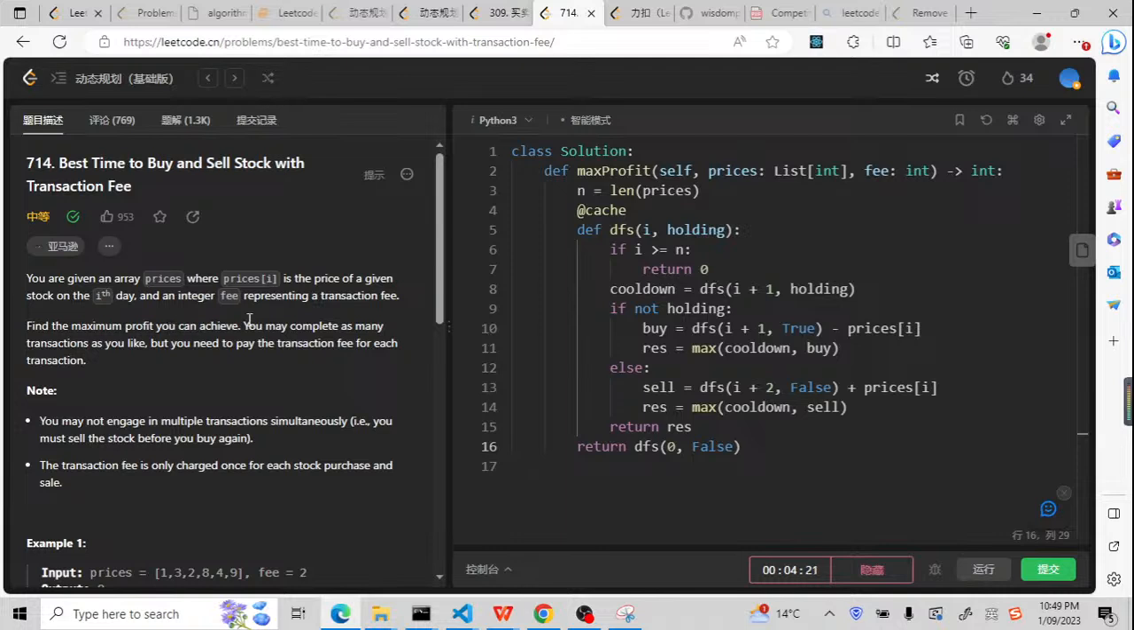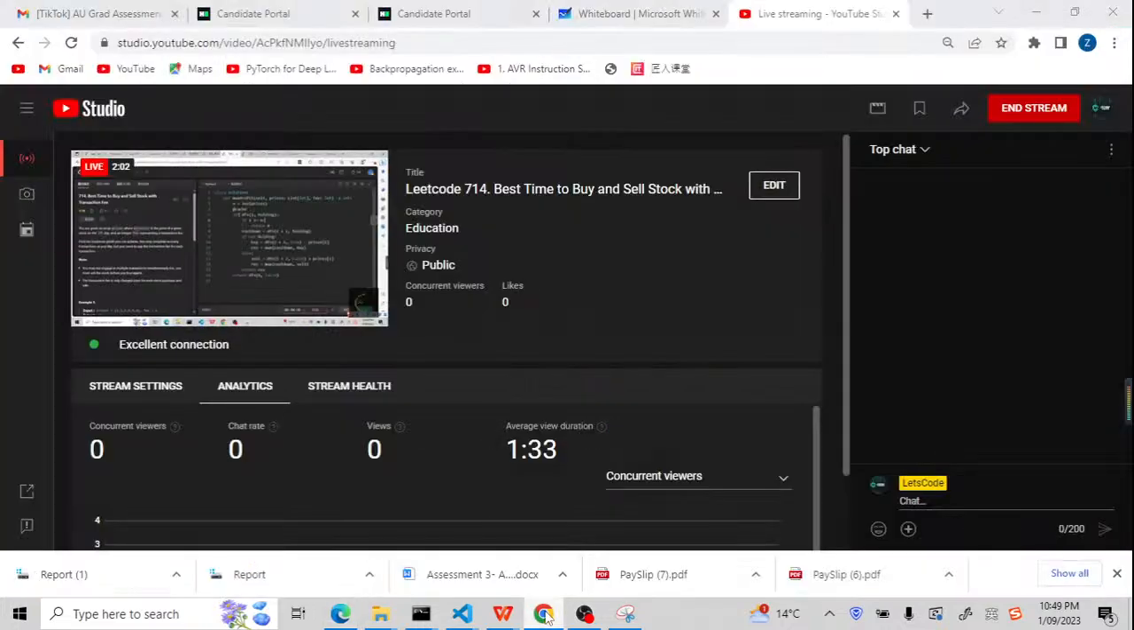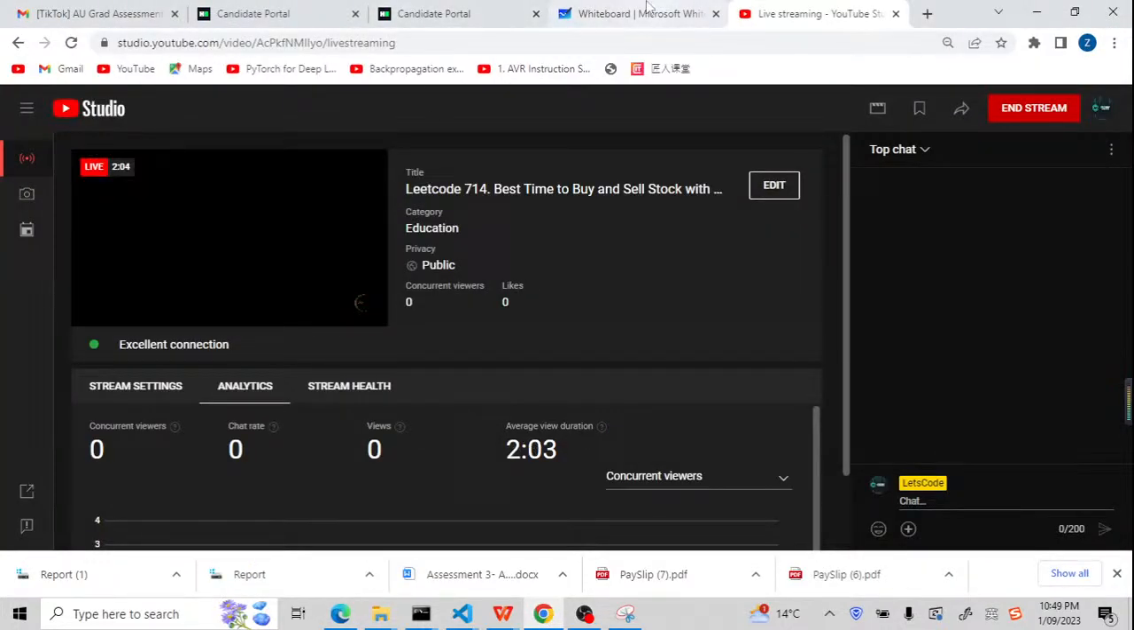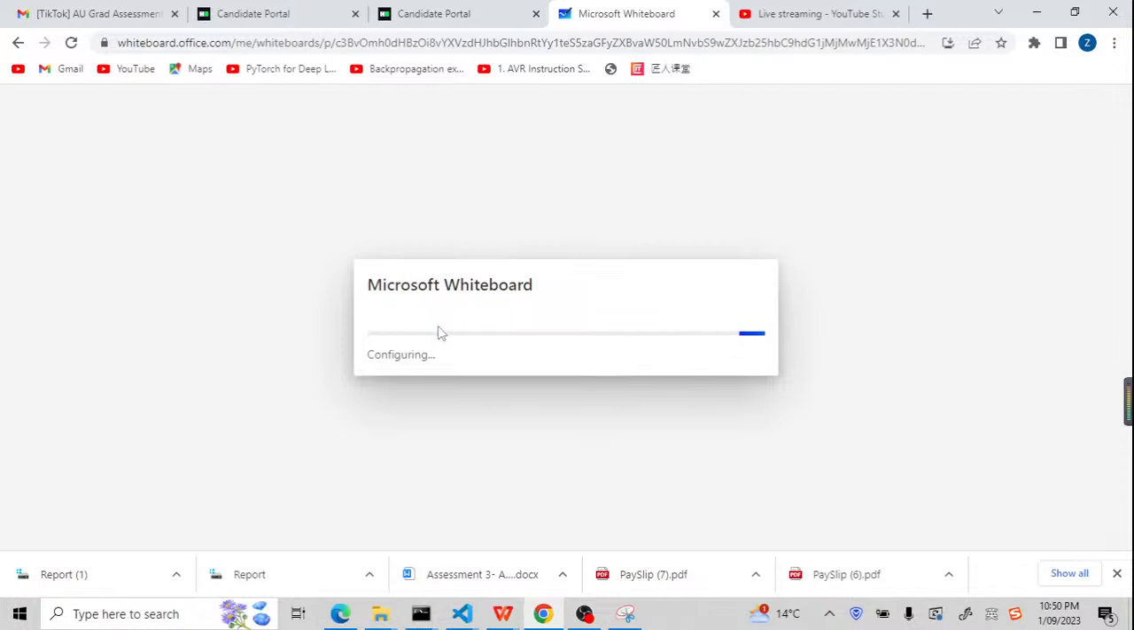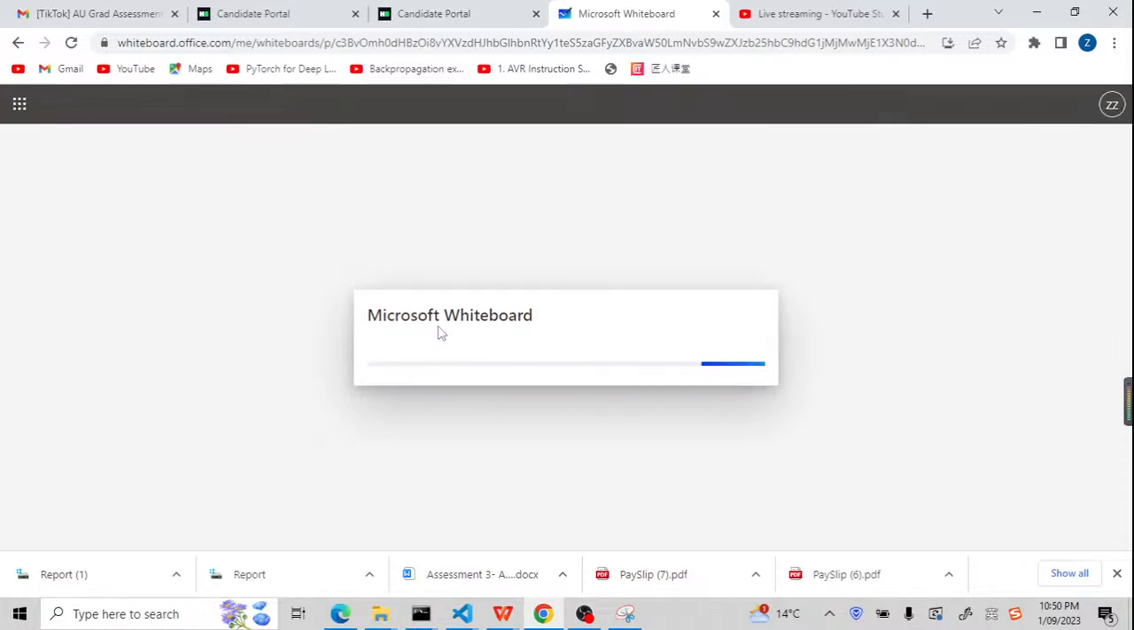sell stock with cooldown. Let me explain a little bit about the cooldown. If you don't understand my method, you can check my Leetcode video 309 for the best time to buy and sell stock with cooldown. I had a very detailed explanation there. Basically I use two methods to solve the problems. One method is the decision tree, another method is the state machine.